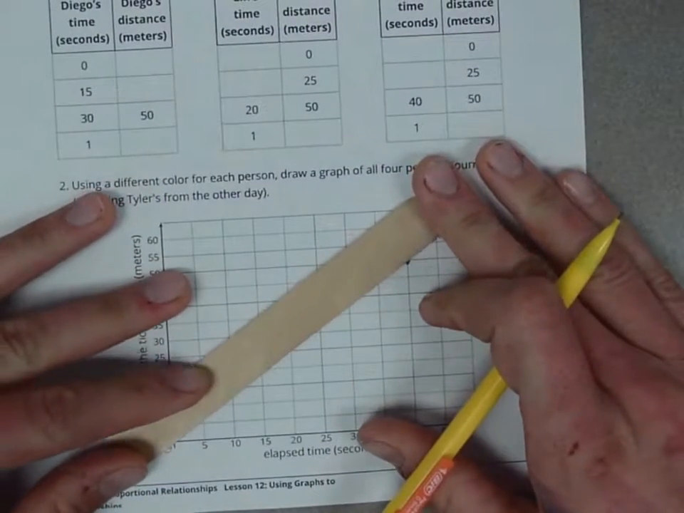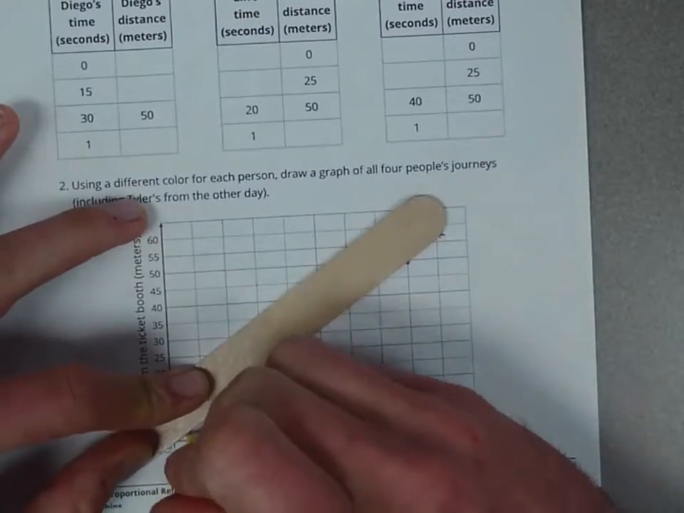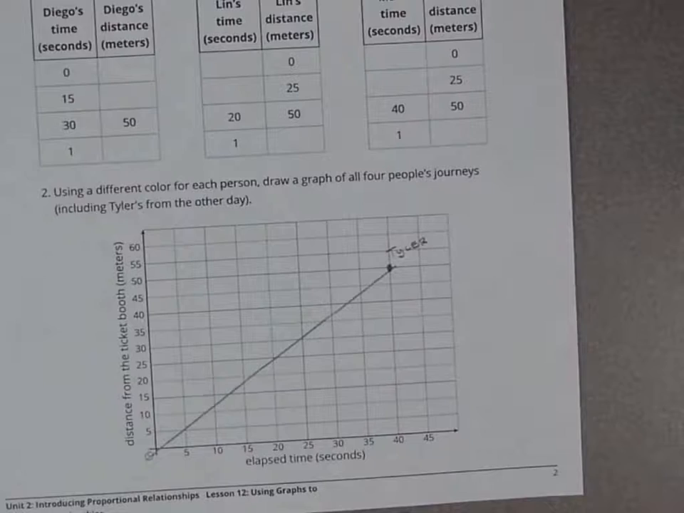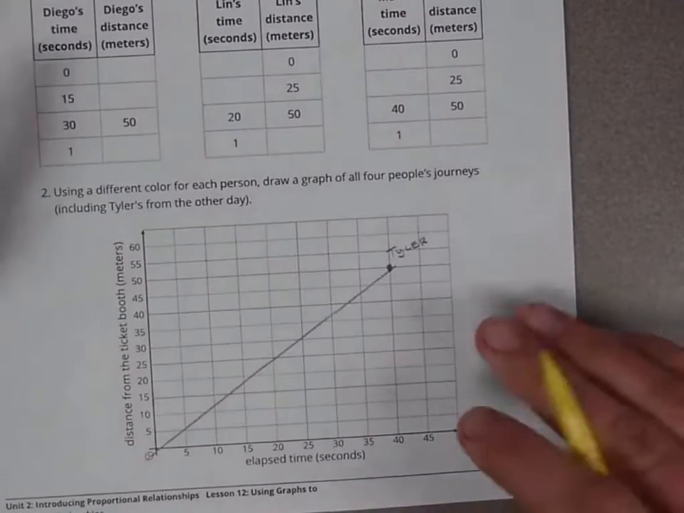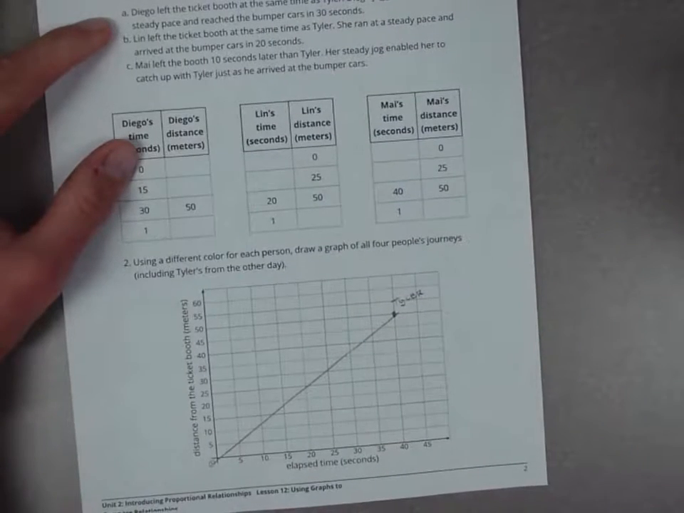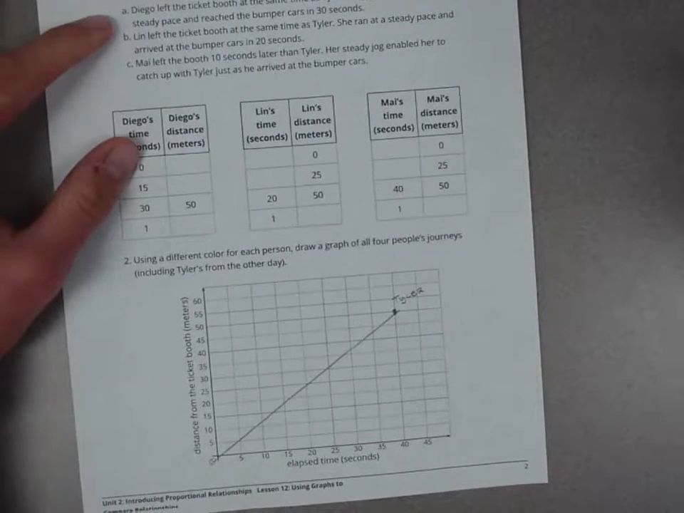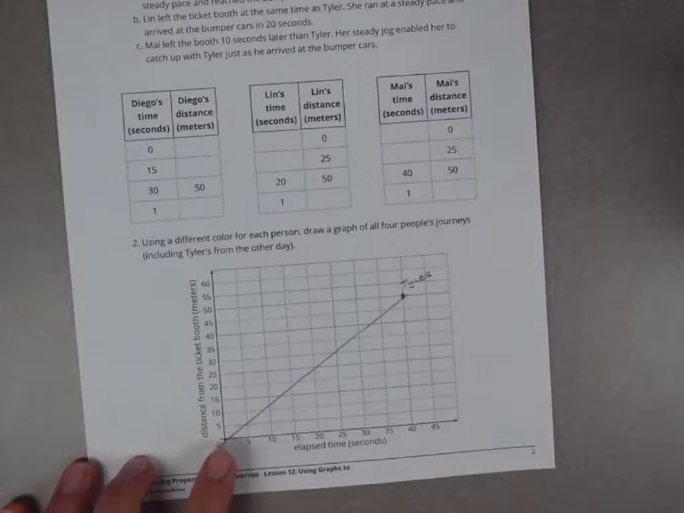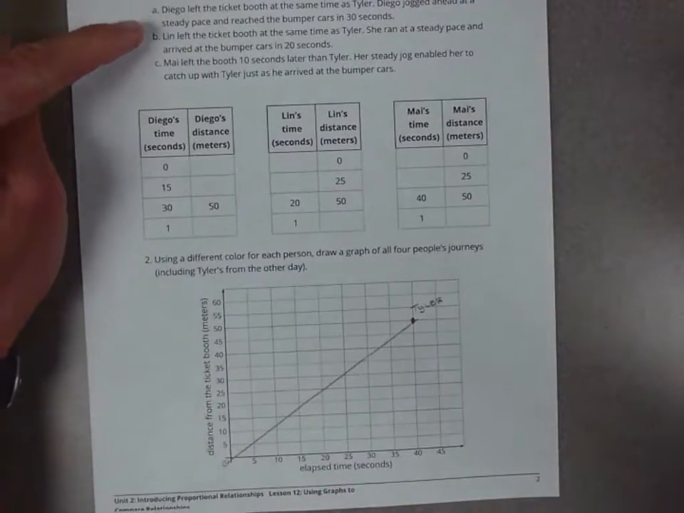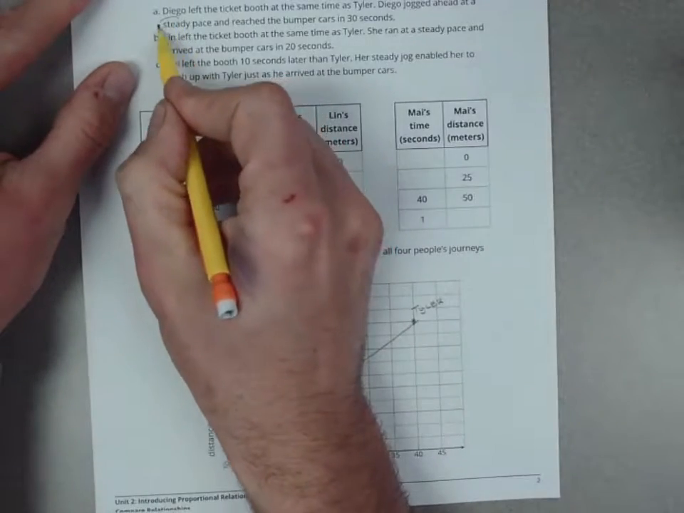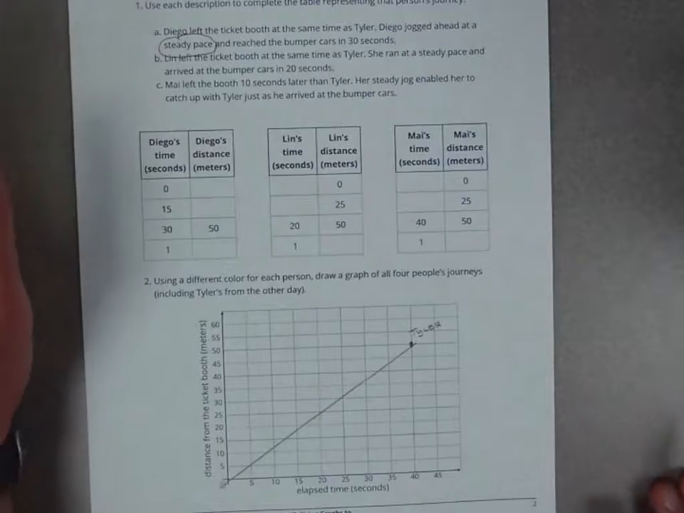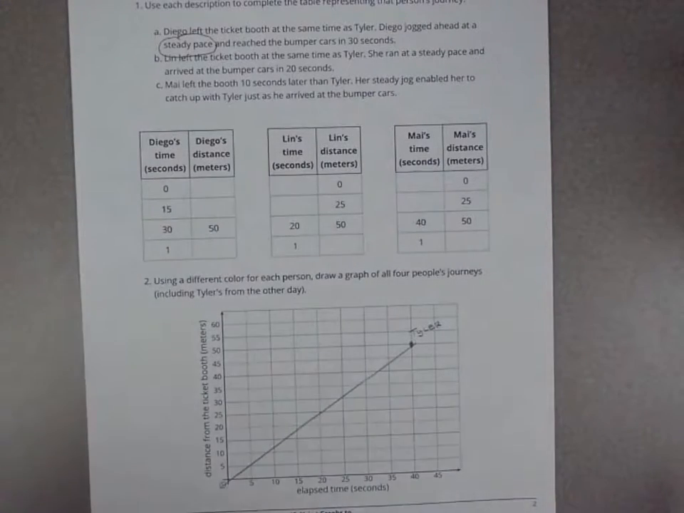And remember, we can take a straight edge, just use the edge of your book, and draw a straight line between Tyler and 0, 0. Now, Diego, on the other hand, left the ticket booth at the same time as Tyler, so his starting point is going to be down here. Now he jogged ahead at a steady pace. If it tells us that Diego is going at a steady pace, then this is a proportional relationship and it should be a straight line.